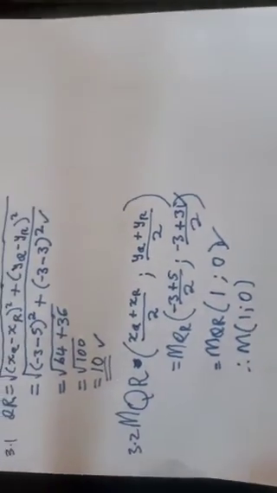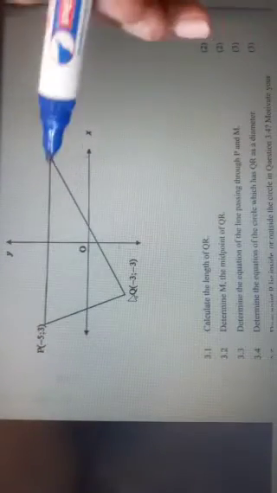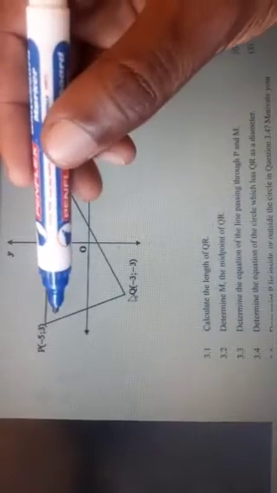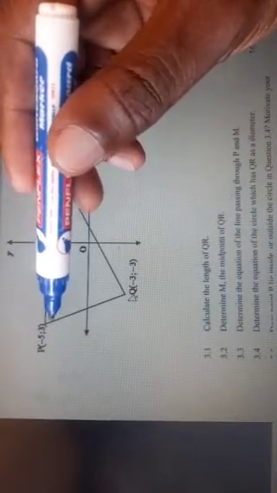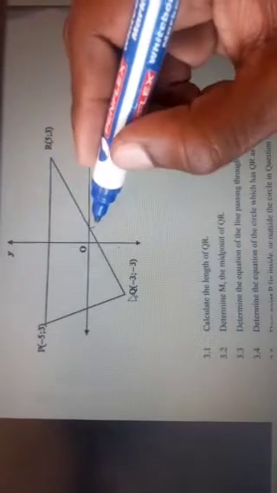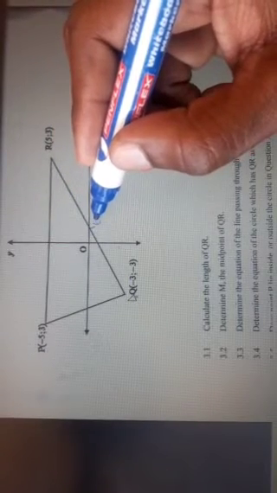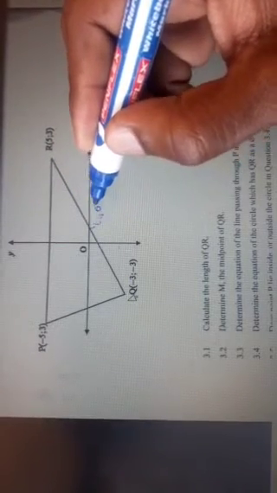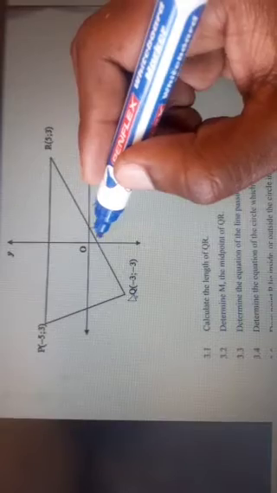Right, that is 3.2. Now let's check 3.3. On 3.3, they say determine the equation of the line passing through P and M. So P is here, and remember our M will be here, which is the coordinates of 1 and 0. And this is M here.